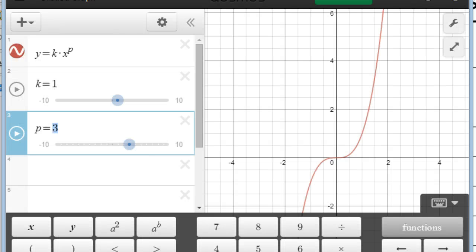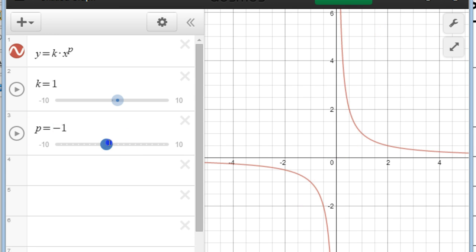Now let's take a look back at a situation where p is no longer a positive number, but a negative number. So let's move this down. And now we're at -1. So that means the graph changes. We no longer have parabolas or little cubics. We have, it looks like, two different pieces of graphs.